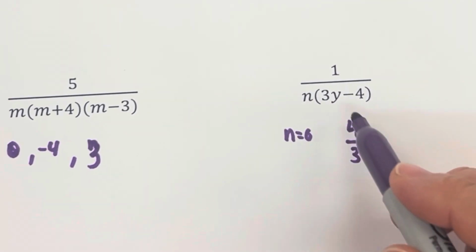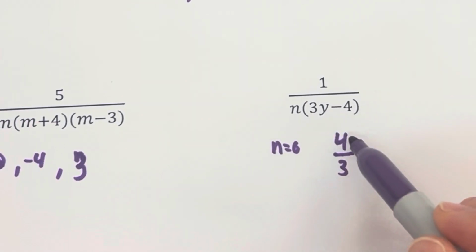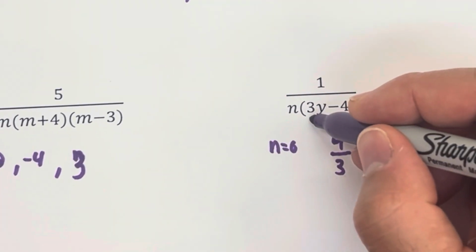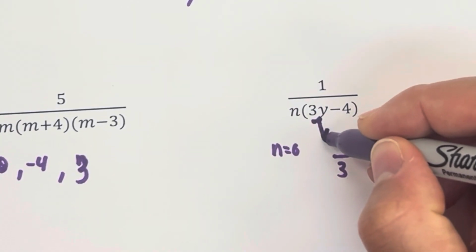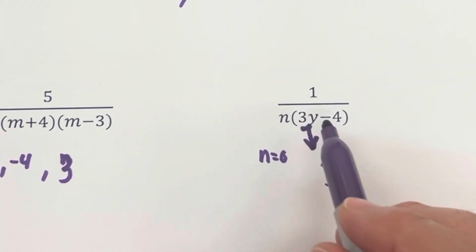Because 4 over 3, when you multiply by 3, you simplify the 3, and the answer is 4, and 4 minus 4 is 0. So this could be also a fraction. So the variable y is 4 over 3. That makes this expression undefined.